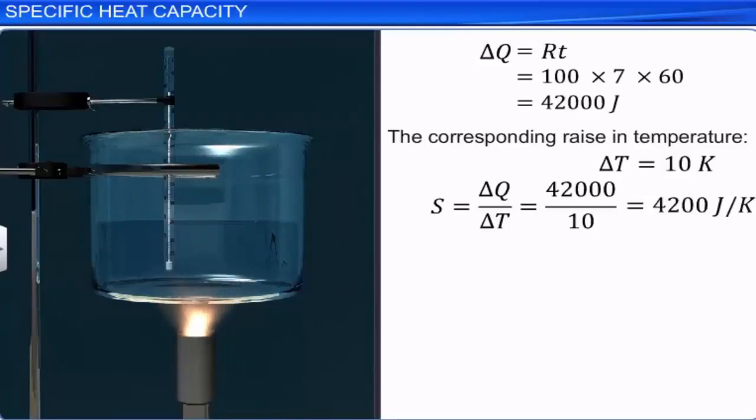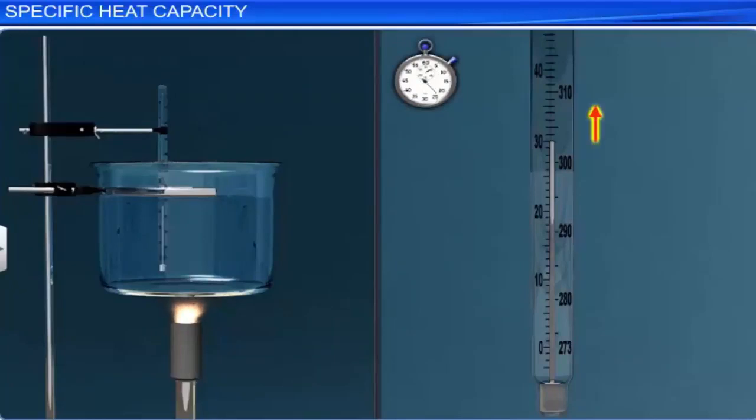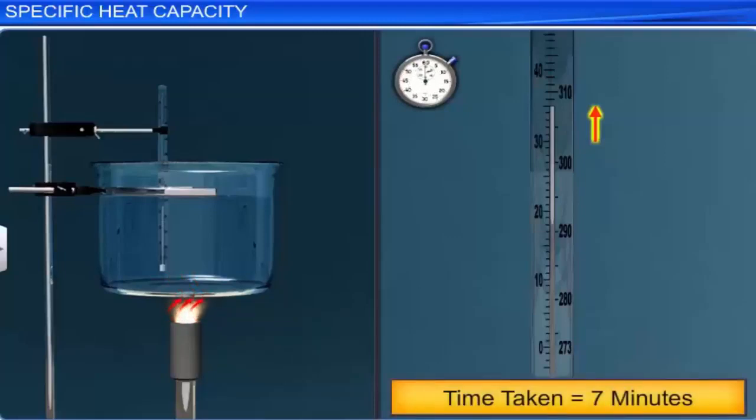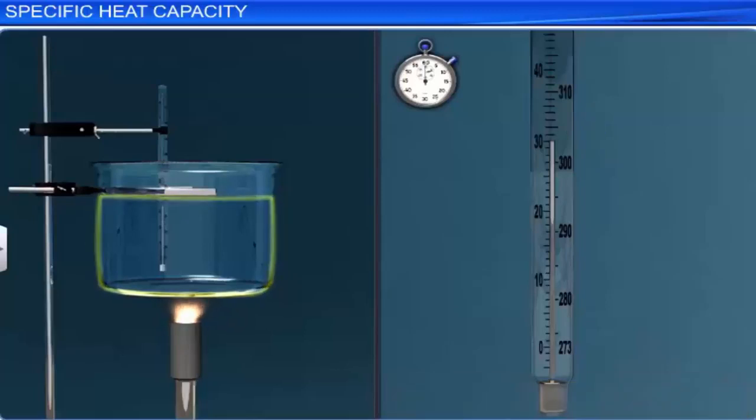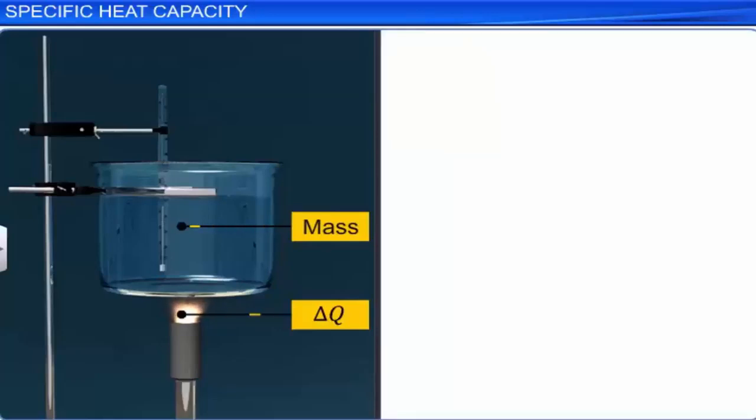Now let us double the quantity of water. Then the time required to raise the temperature from 303 Kelvin to 308 Kelvin is 7 minutes. This means when the mass of water is doubled, the heat required to raise the temperature by 5 Kelvin is also doubled. Hence, the quantity of heat, delta Q, required to raise the temperature of a body depends on its mass also. Therefore, delta Q is directly proportional to mass m. Let this be equation 2.